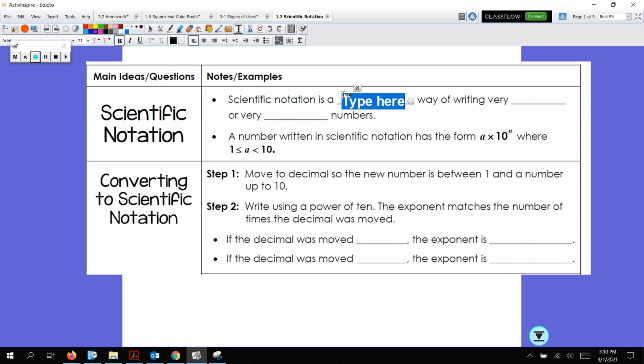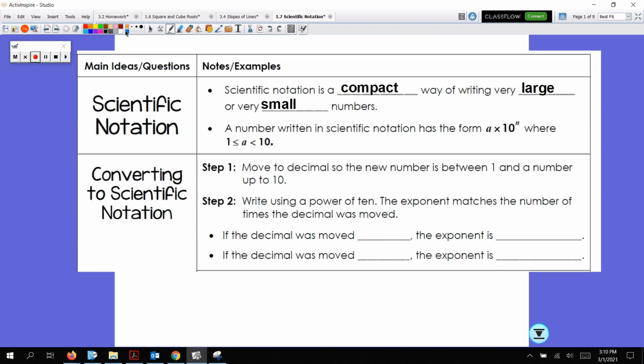It's a compact way of writing very large numbers or very small numbers, just like what I said, okay? So it's a compact way of writing very large or very small numbers. Really, the most important thing is this right here, okay?